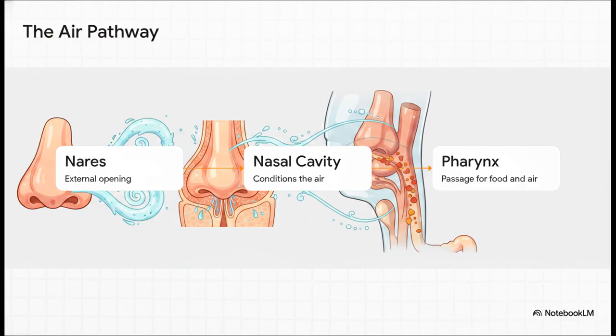It enters through the external nares, your nostrils, moves through that conditioning nasal cavity we just talked about, and then drops into the pharynx. The pharynx is a super fascinating intersection. It's basically a common passage for both food and air. It literally starts at the nasopharynx right behind the nose, drops down to the oropharynx behind the mouth, and finally hits the laryngopharynx. Right here, air and food are traveling the exact same highway.